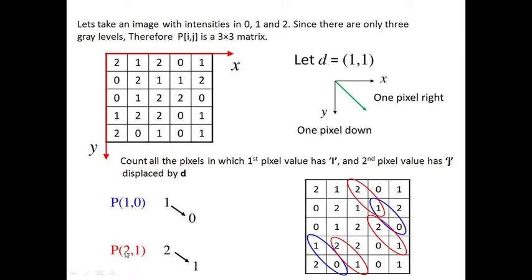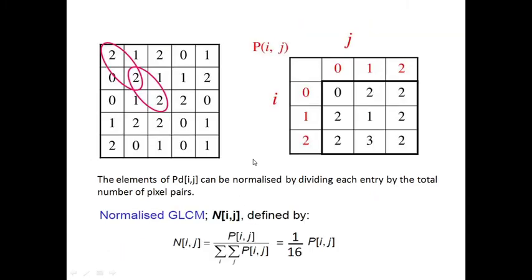And if you take P of 2, 1, the I pixel value is 2 and the J pixel value is 1. By seeing this image, I is 2 and J is 1. So how many occurrences do I have here? 2, 1 occurred here the first time, a second time, and here a third time. By seeing this I can construct my GLCM, the gray level co-occurrence matrix.